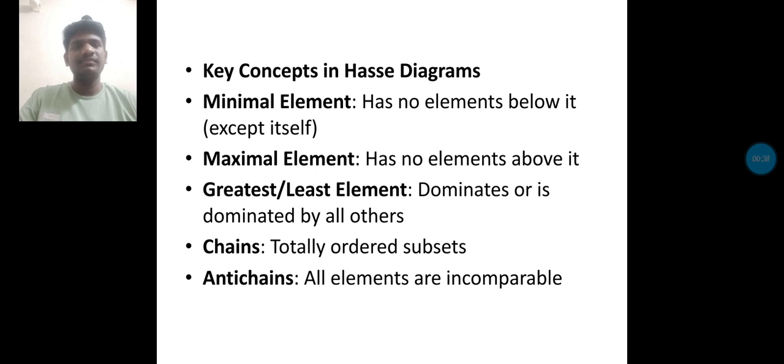Minimal element: has no elements below it except itself. Maximal element: has no elements above it. Greatest and least element: dominates or is dominated by all others. Chains: totally ordered subsets. Anti-chains: all elements are incomparable.